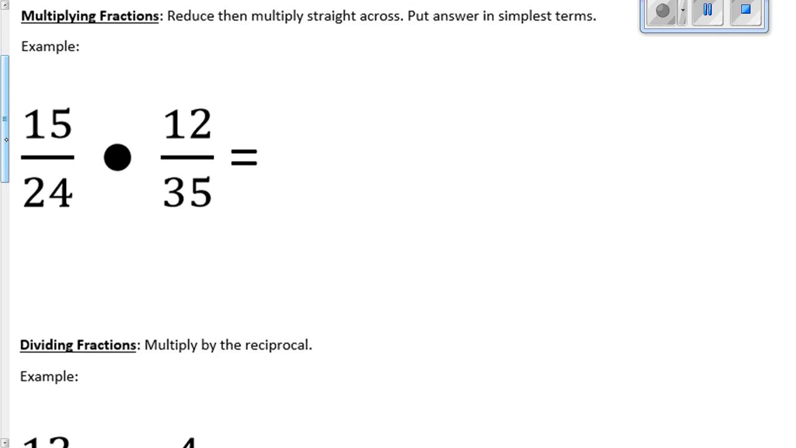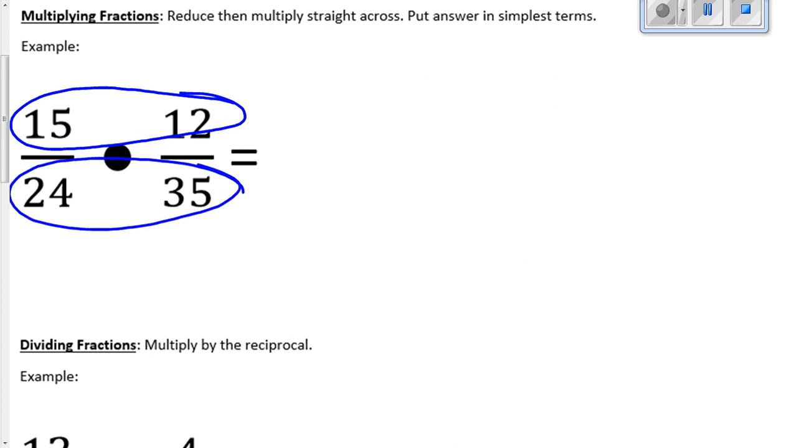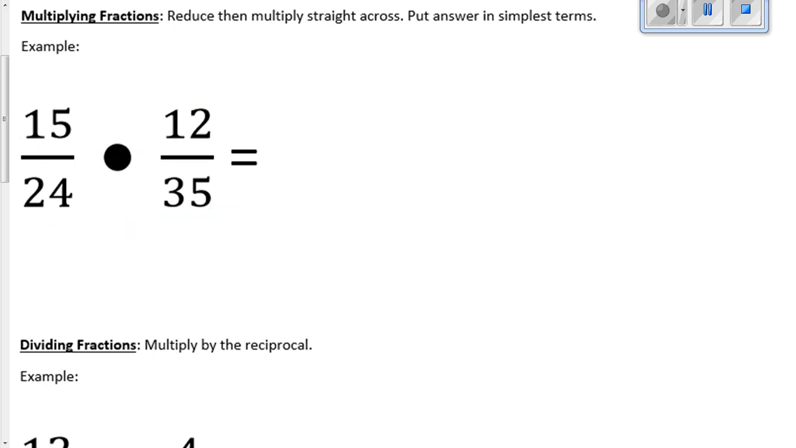When multiplying fractions, first thing you want to do is reduce the fraction before you multiply. The reason you do this is so that you don't have to deal with larger numbers after the multiplication to reduce. It makes it a lot easier to reduce the fraction beforehand. And what's nice about it is you can reduce any of the numbers in the numerator by any of the numbers in the denominator. So let's look at how that would look.